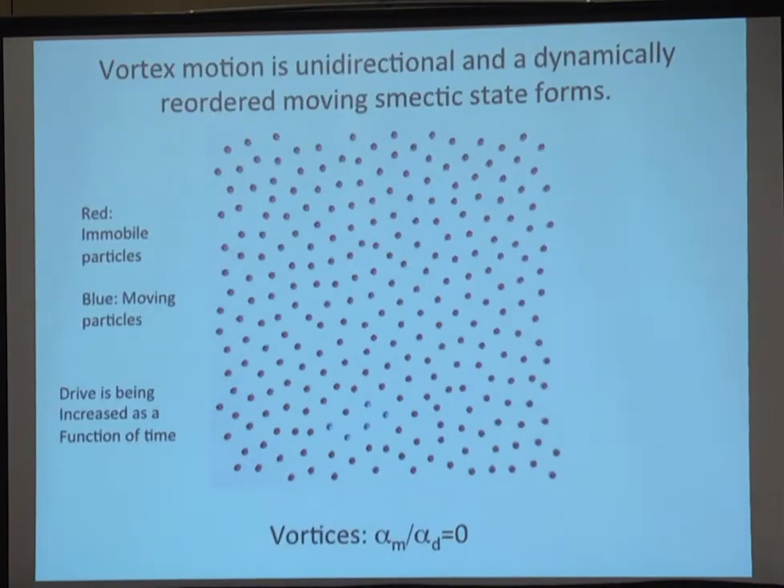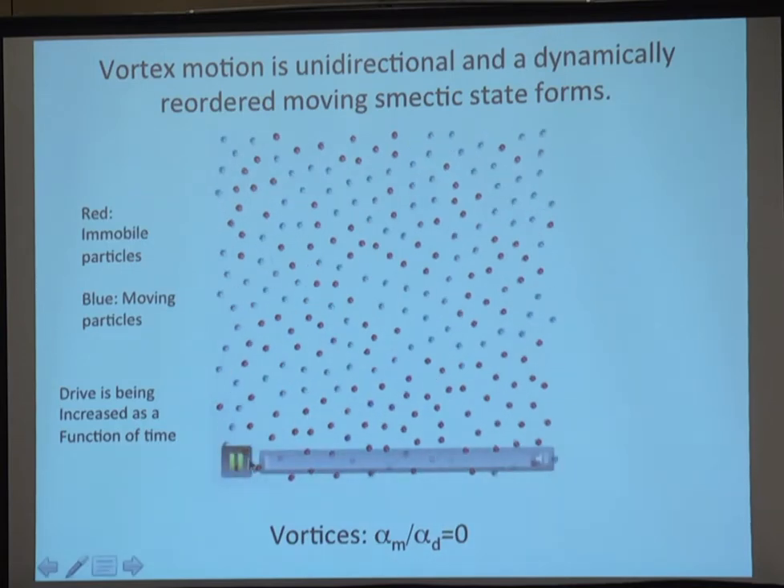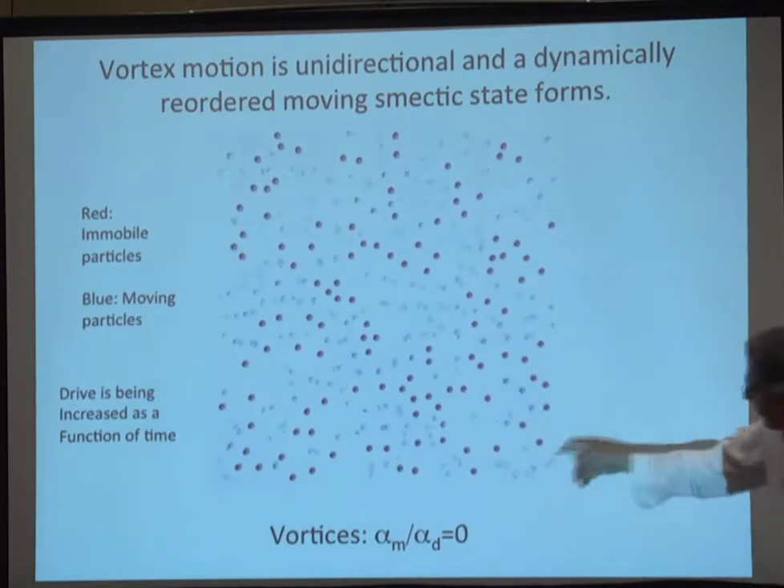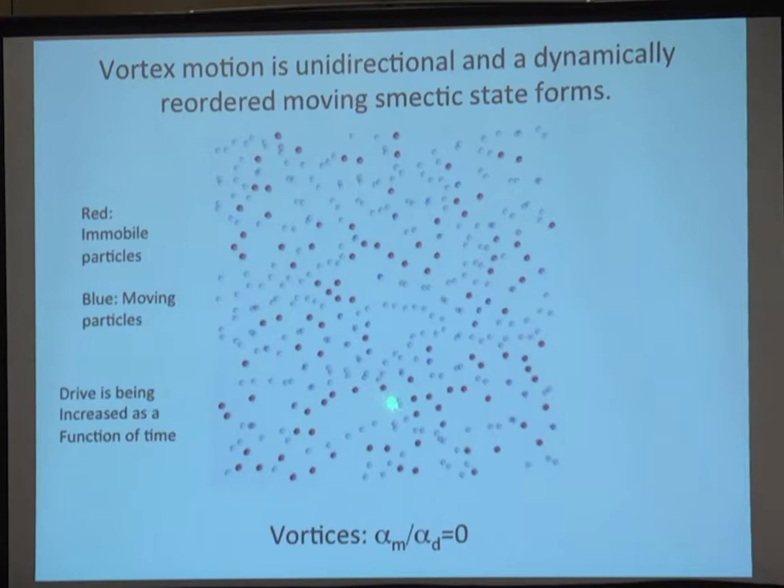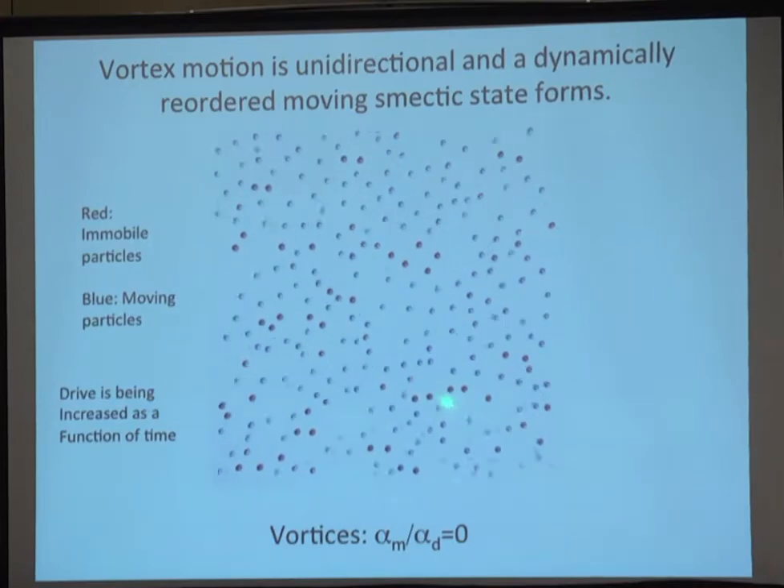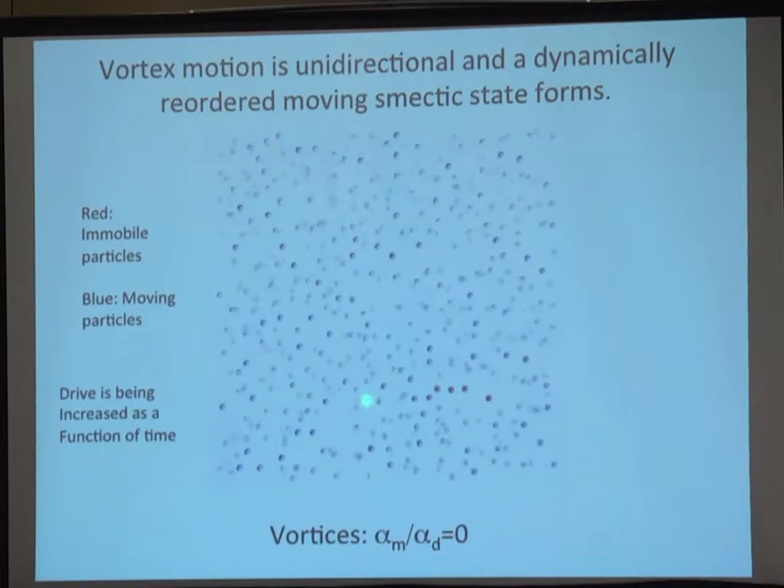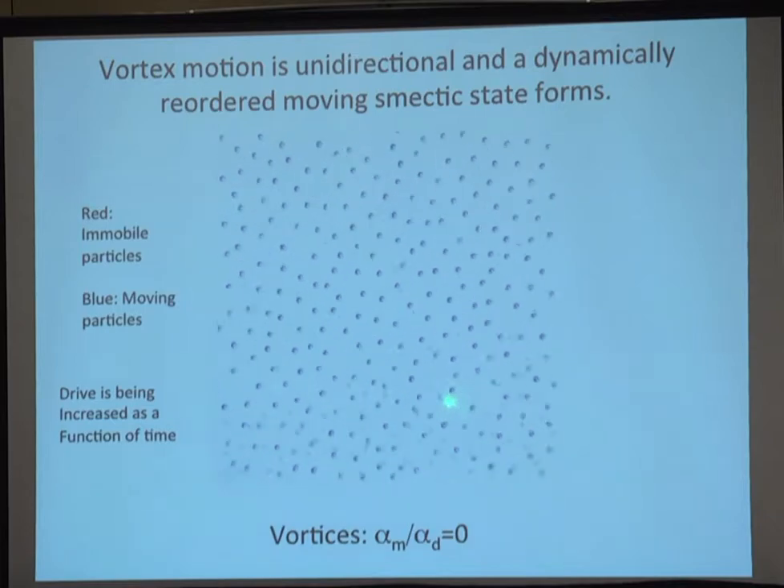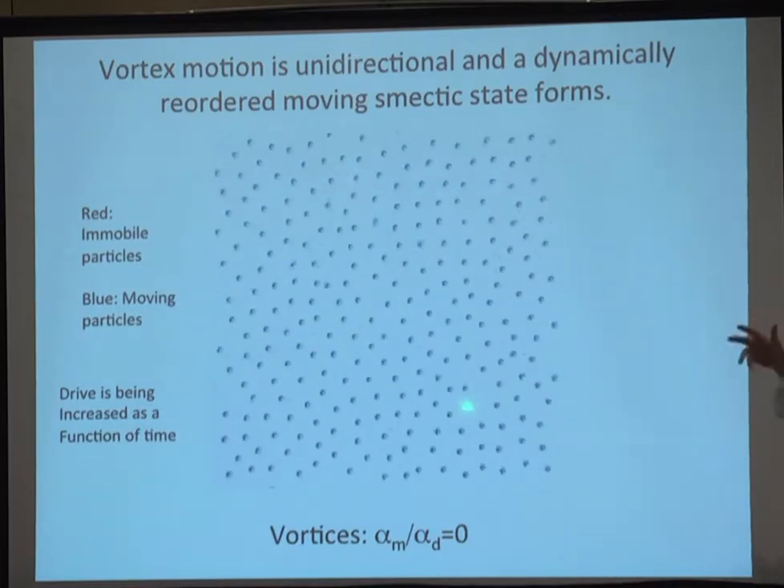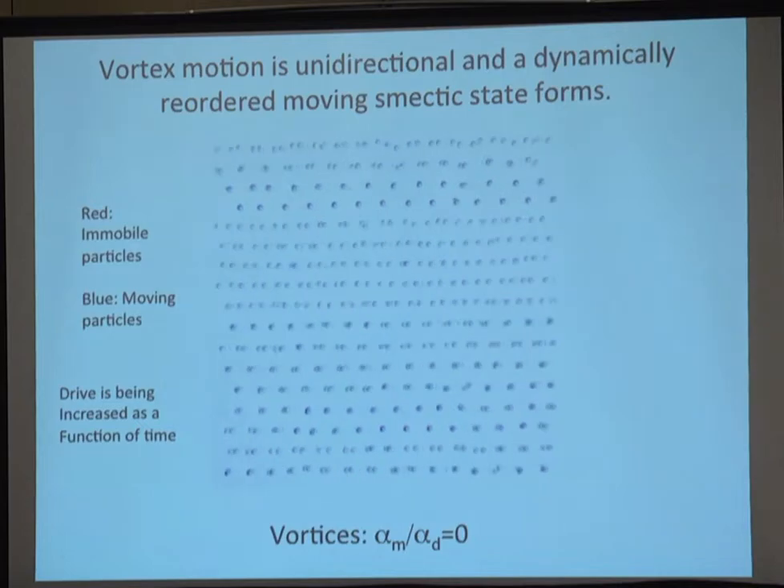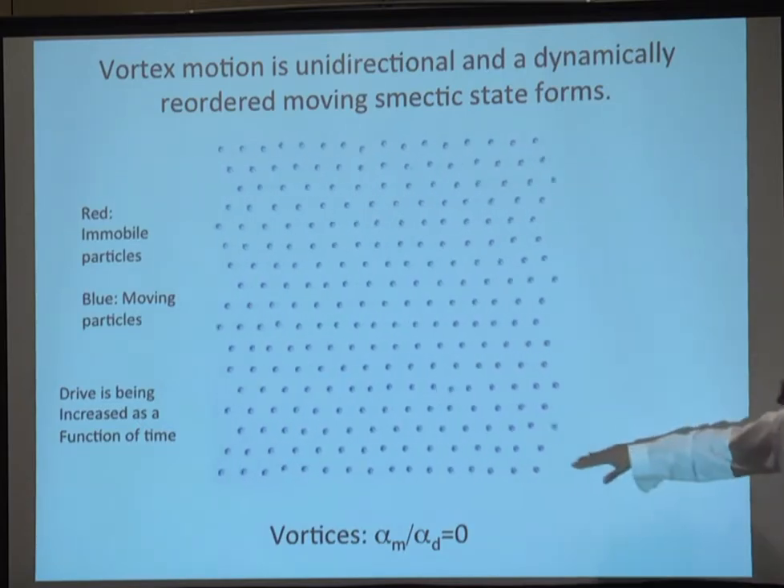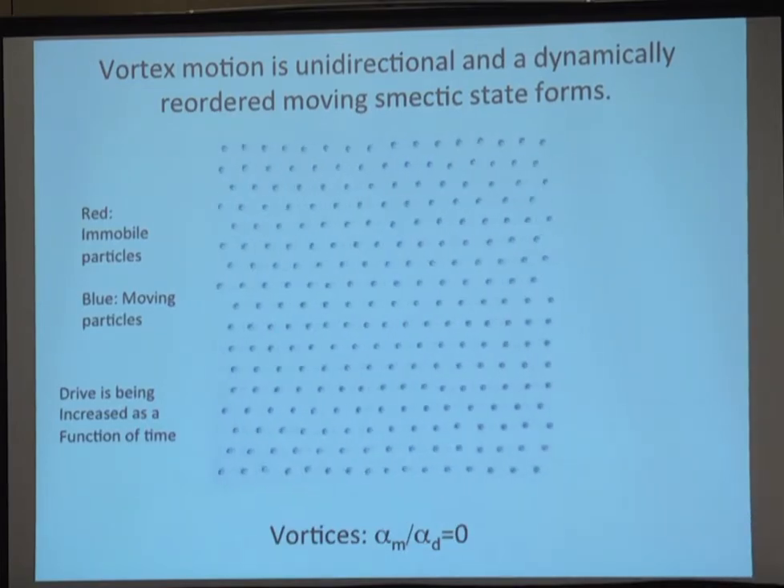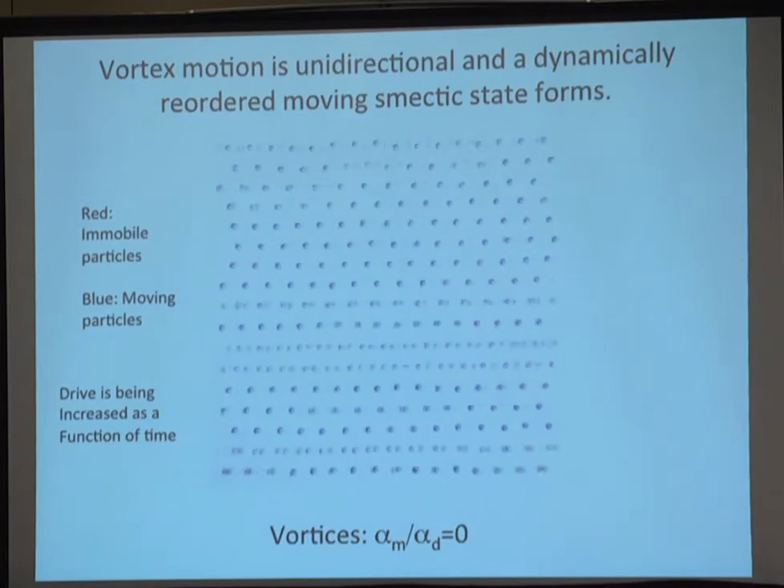So I'm going to try to show you this. This is the case of an overdamped system. We're increasing the drive. We have periodic boundary conditions in the X and Y direction. And now you're going to see a moving liquid with plastic phase and a coexistence of pinned and moving particles. And as the drive increases, at some point the dynamic fluctuations will go down, and you'll reorder into this smectic. So what that means is we have one-dimensional order here, but then it can slide past. Such states have been seen many times in various vortex systems.